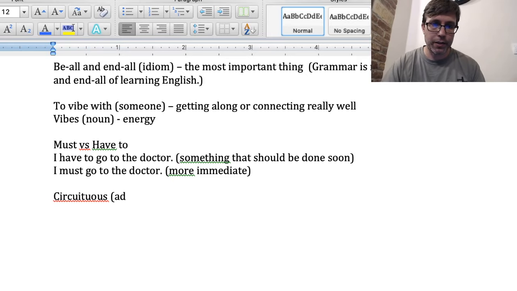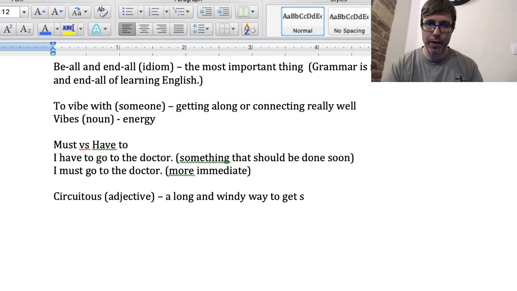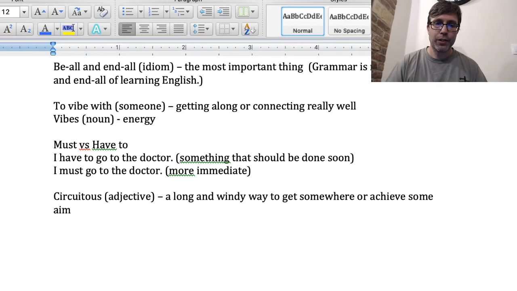Circuitous is, sorry, let me fix this. Circuitous is an adjective, and it's talking about a long and windy way to get somewhere, or I'd say achieve some aim, all right? So it's usually, I would add, something that's kind of maybe unnecessary.